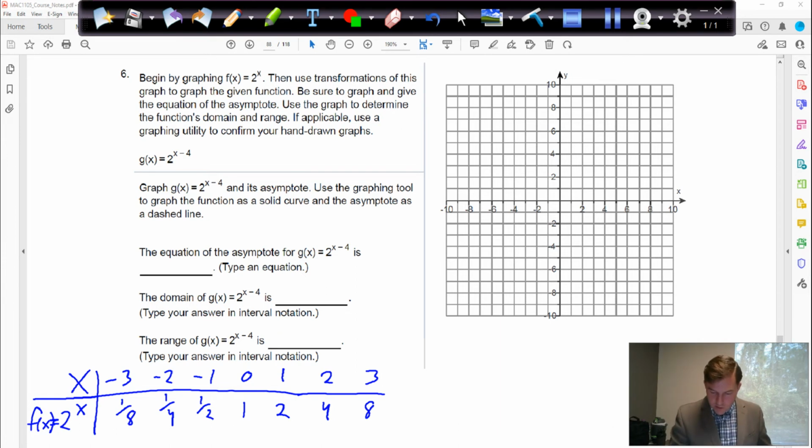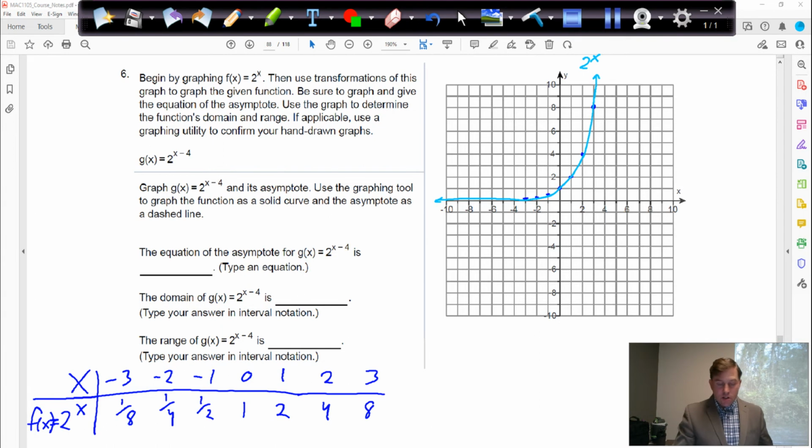And we can quickly graph this. At negative 3, you're at about an eighth, barely above the x-axis. At negative 2, you're at a quarter. At negative 1, we're at a half. 0 goes up to 1. 1 goes up to 2. 2 goes up to 4. 3 goes up to 8. And so we get this function that's going to flatten out at y equals 0 up to infinity. So this is 2 to the x.